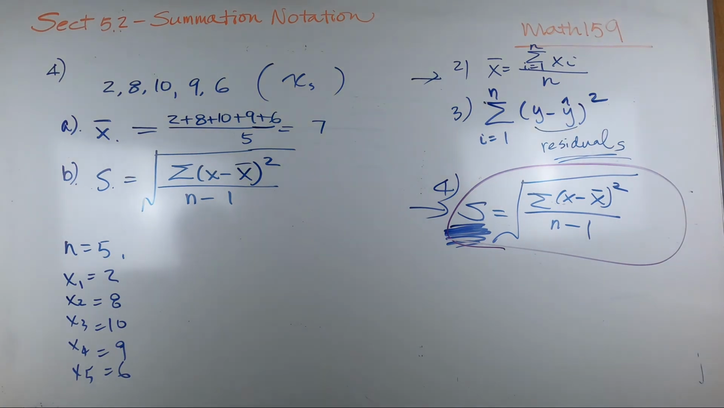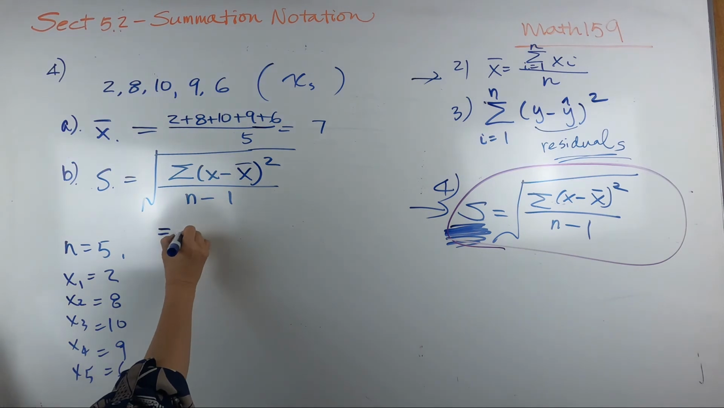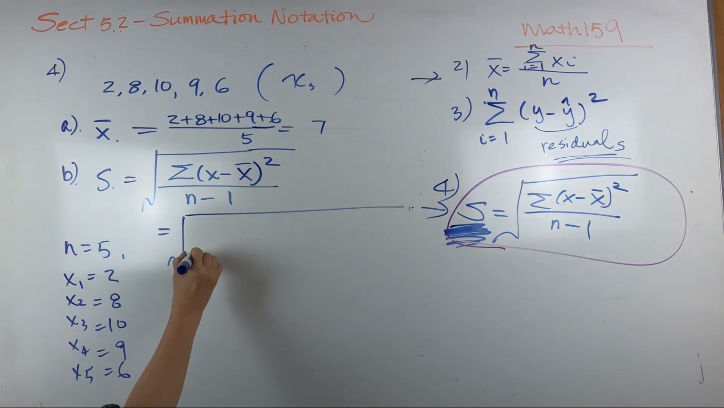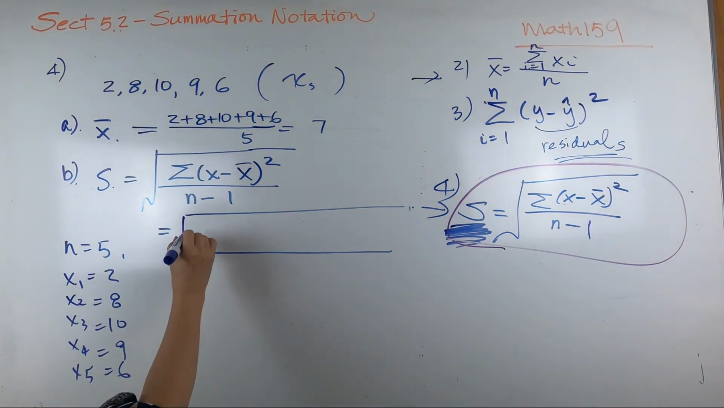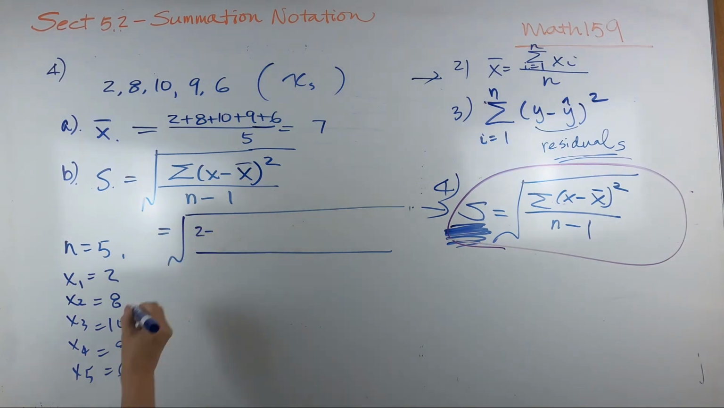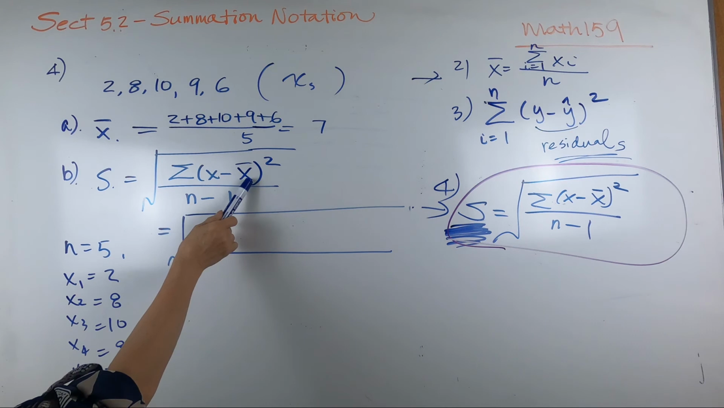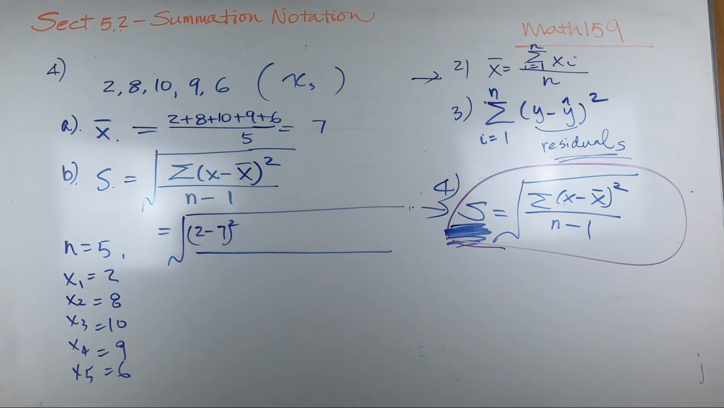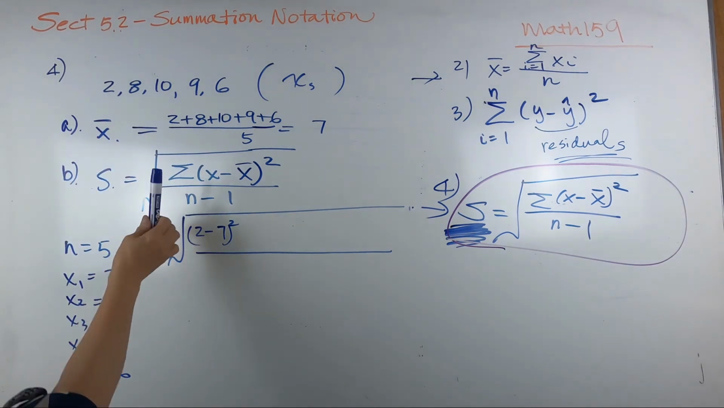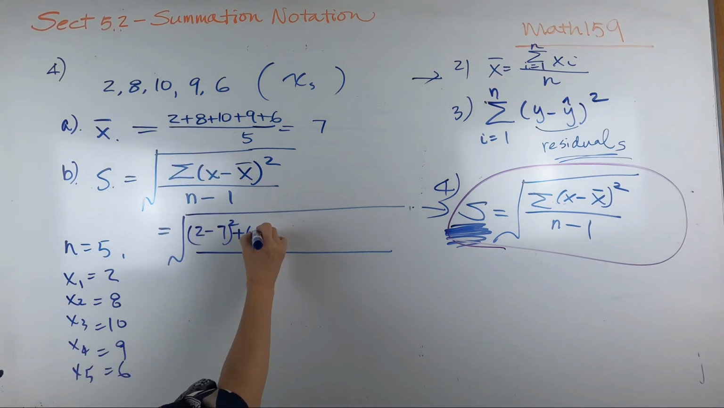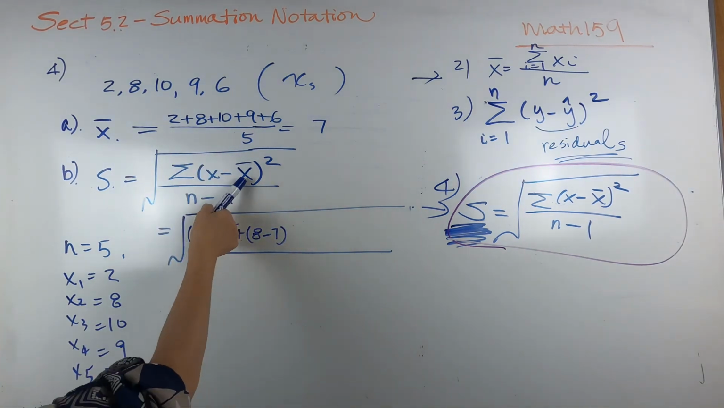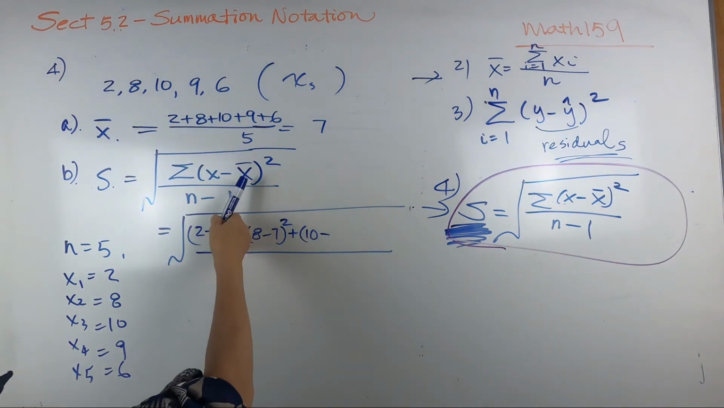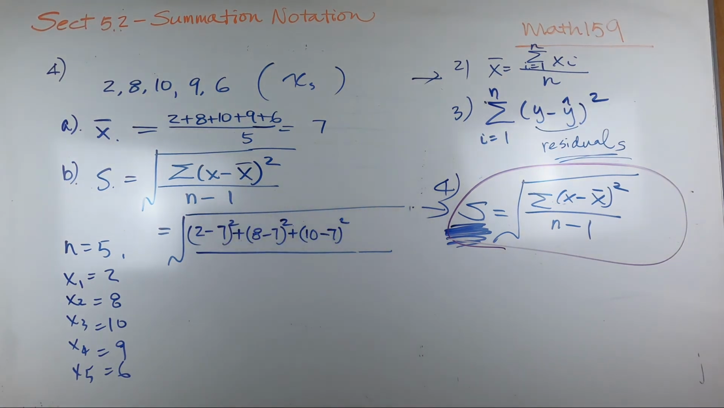Then how do you plug in? You need to do the square root of 5 numbers, right? The first number is 2. You do 2 minus the average, 7. Then take a square. That's the first item. You have 5 items, sum up. The second item is 8 minus the average, x bar, take a square. The third item is 10 minus the average, take a square, right?